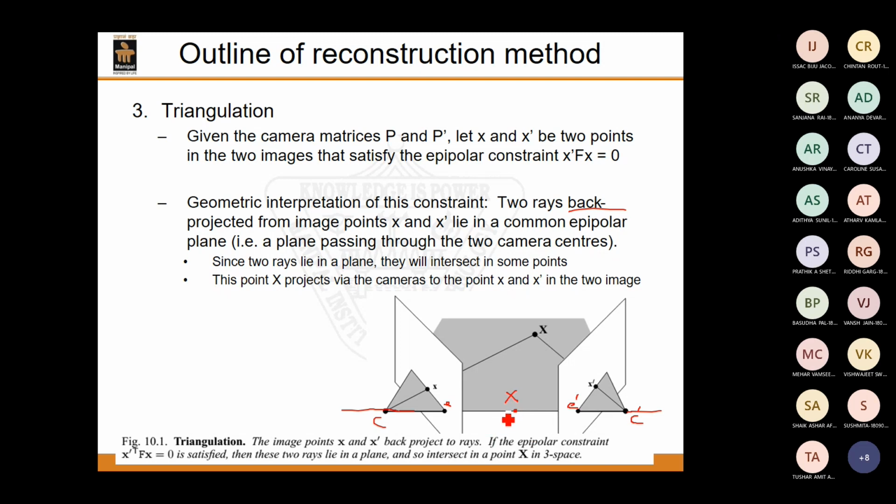Okay, so except for the 3D point lying along the baseline, anywhere else if it is lying along the epipolar plane, then by using this triangulation method or the camera projection model method, where you extend the line joining the camera center with the image point, we can find out the 3D point.